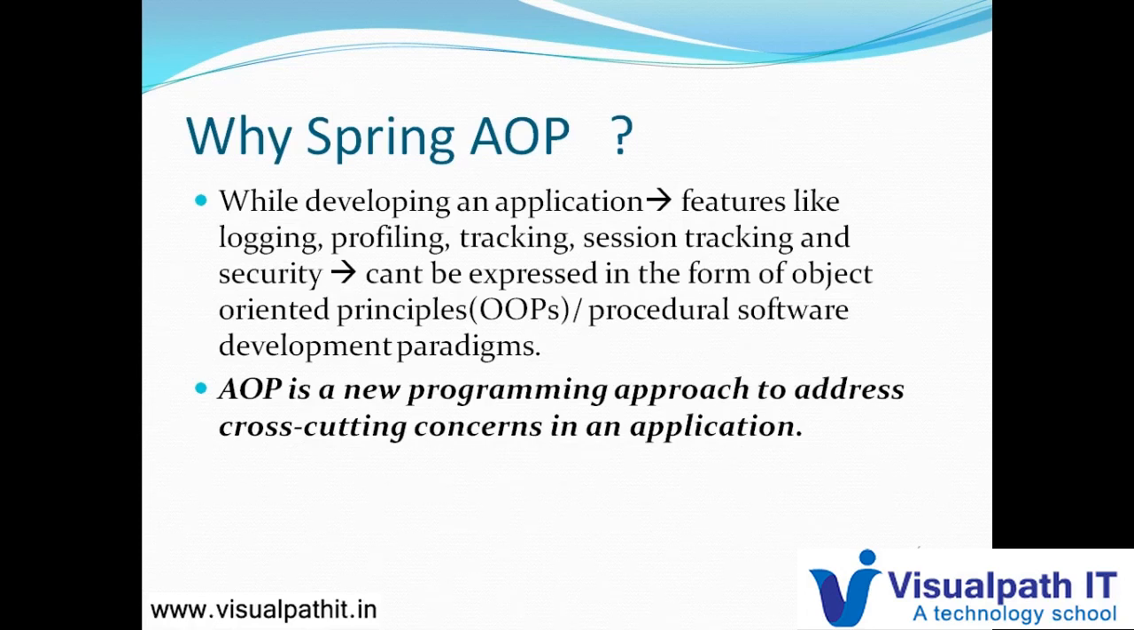So what are cross-cutting concerns? These are nothing but the features that I mentioned above, that is logging, profiling, tracking, session tracking, security. These features are called cross-cutting concerns or concerns in an application. So let's see how object-oriented programming and aspect-oriented programming are similar.